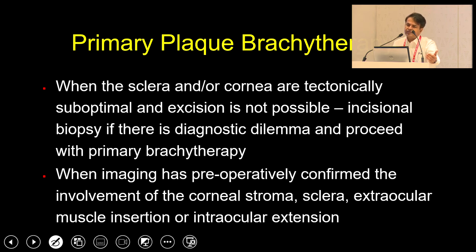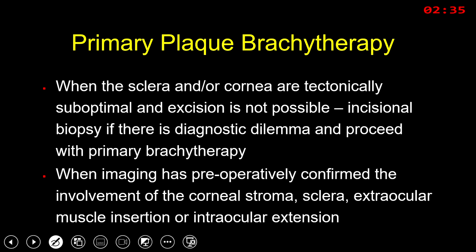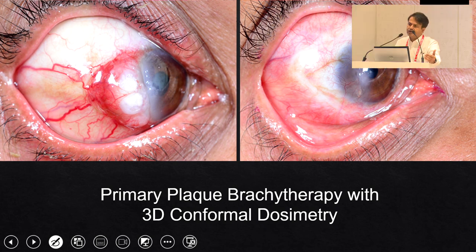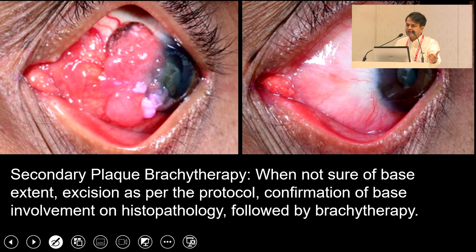The second situation of primary plaque brachytherapy is when the imaging, MRI, UBM, or OCT, has unequivocally confirmed the involvement of corneal stroma, sclera, or extraocular muscle insertion, or intraocular extension has been confirmed. Then again you do primary plaque brachytherapy. In both cases, the results are very good. This is the same patient after about 3 months.